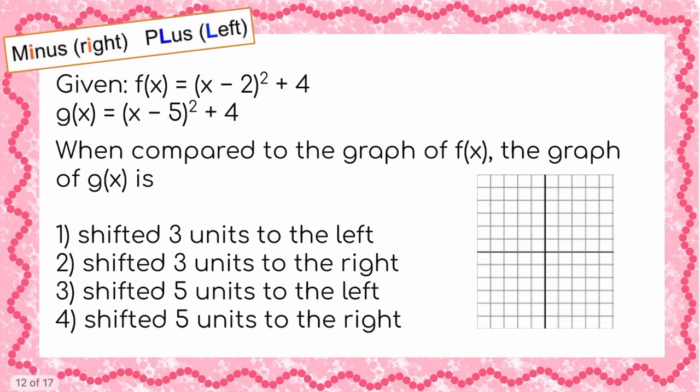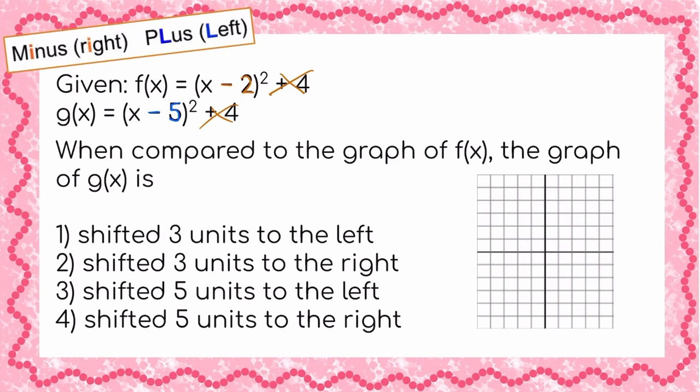Okay, let's do another one. If we're given f of x equals (x - 2)² + 4, and g of x is (x - 5)² + 4, when compared, what's the shift? First of all, the only thing that's changing are the numbers inside parentheses. I started at a -2, and I now have a -5, and I don't really care about that +4 because it didn't really change. So if I went from a -2 to a -5, how did it shift?